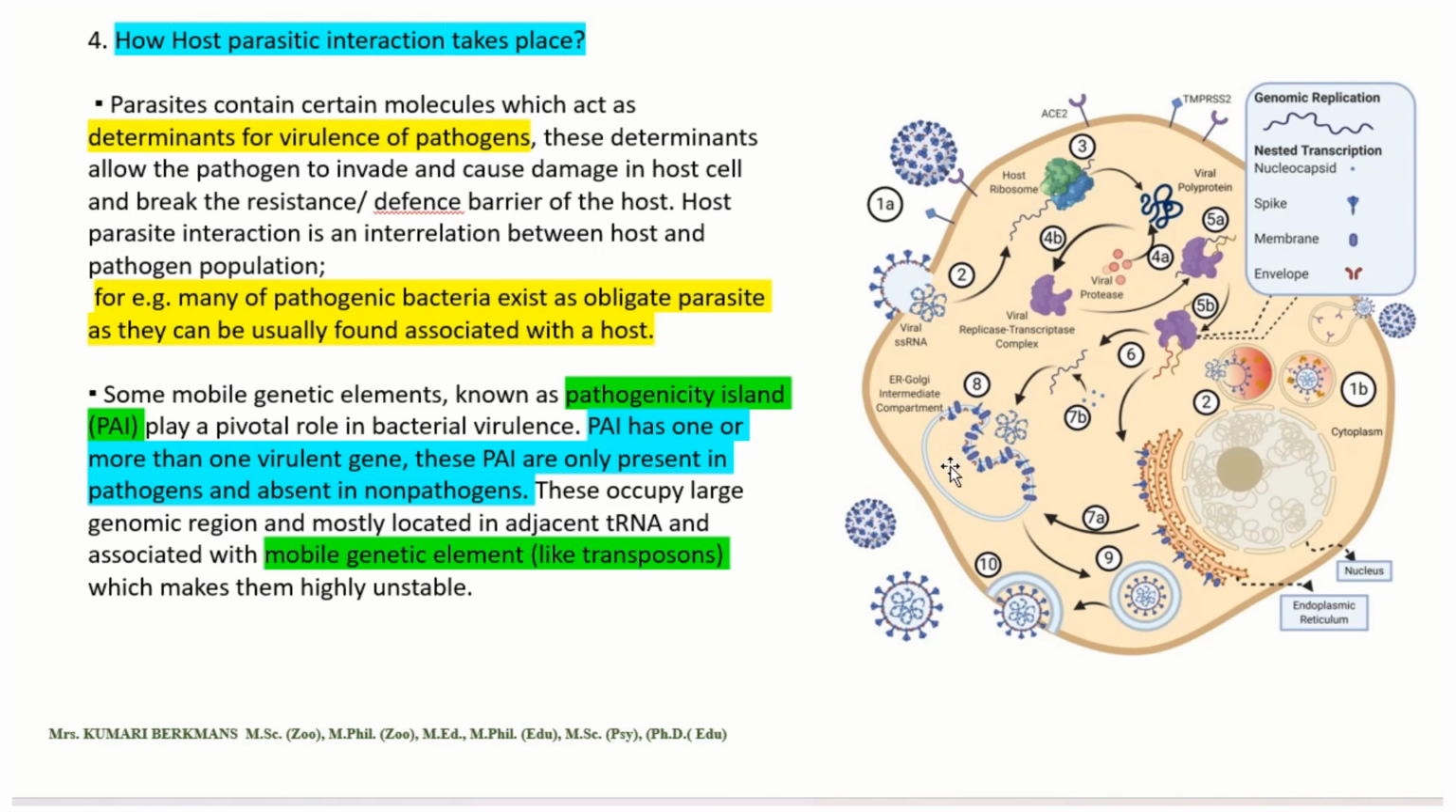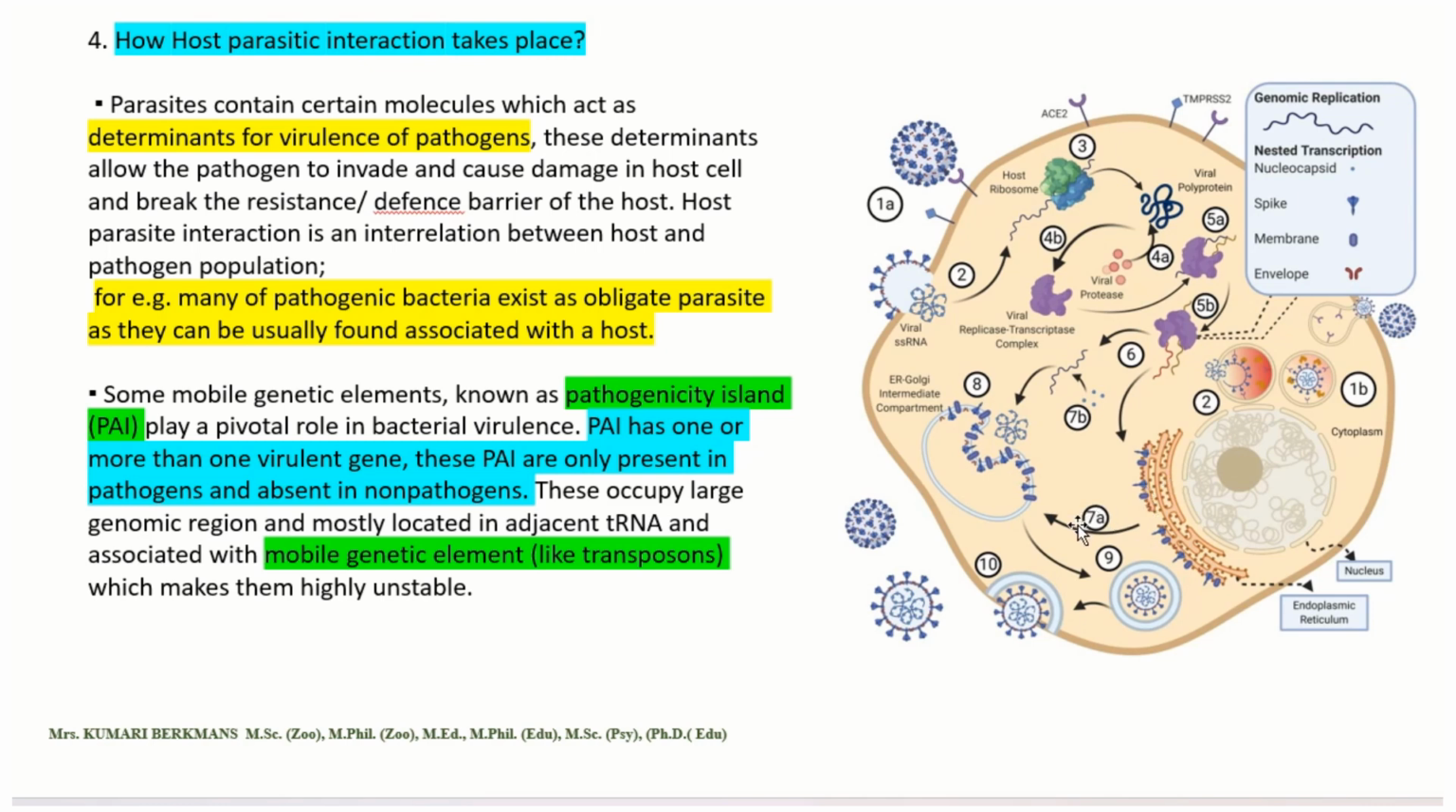These determinants allow the pathogen to invade. Okay, these are the determinants. They invade and cause damage in the host cell and break the resistance of the host. Okay, the host-parasite interaction is an interrelation between the host and pathogen population.